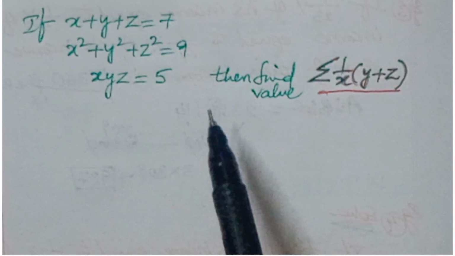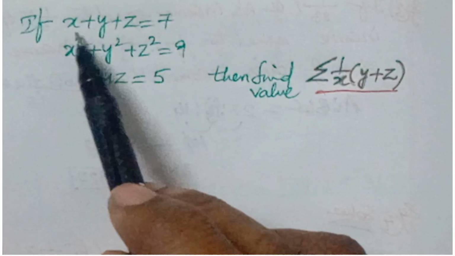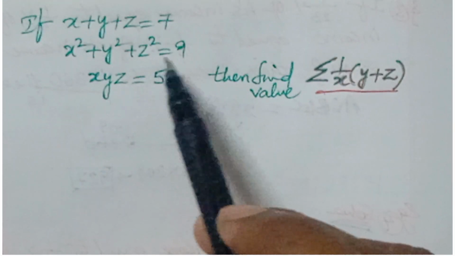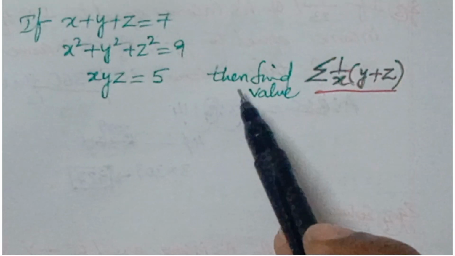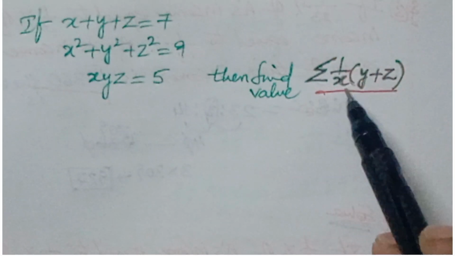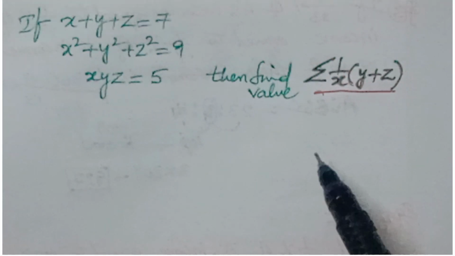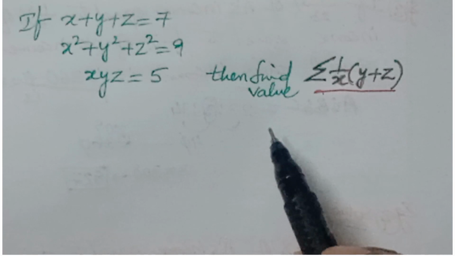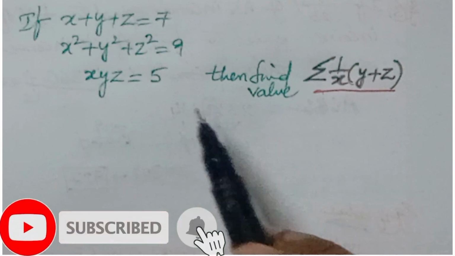We'll be looking at a Math Olympiad problem. The question is: given that x plus y plus z equals 7, x square plus y square plus z square equals 9, and xyz equals 5, find the value of sigma 1 by x into y plus z. Some logic is there, that's why this problem is selected. Before starting, pause the video and try it.